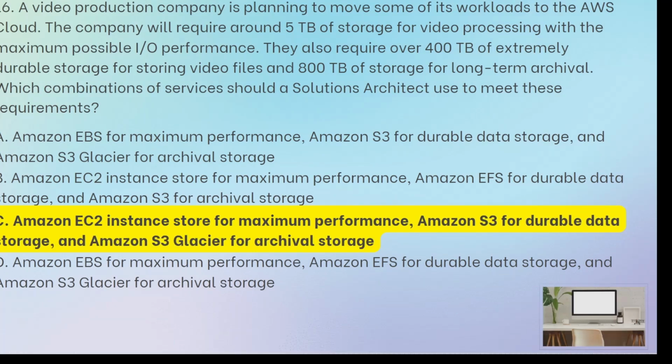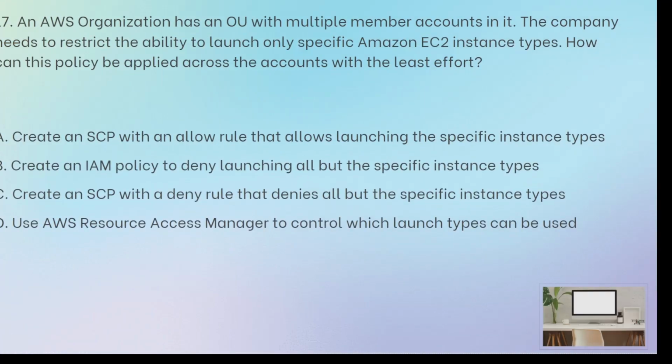Coming to the start of today's questions. An AWS organization has an organization unit, OU is organization unit, with multiple member accounts in it. The company needs to restrict the ability to launch only specific EC2 instance types. How can this policy be applied across the accounts with the least effort? So there's an organization and it has multiple member accounts in it. The company needs to restrict because every EC2 instance type will have some values, like some cost things and the storage things, all the configurations.